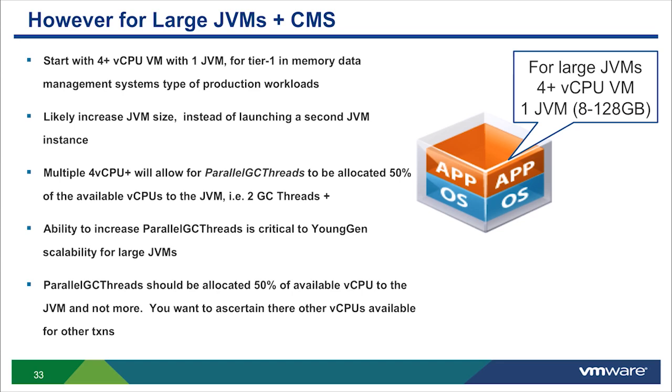What do I mean by large JVMs? It is workload dependent, right? But from what I see out there, anything in the range of 8 to about 128 gig has to be on a 4 vCPU plus. Probably if you get 128 gig, you're talking about an 8 vCPU type of virtual machine.